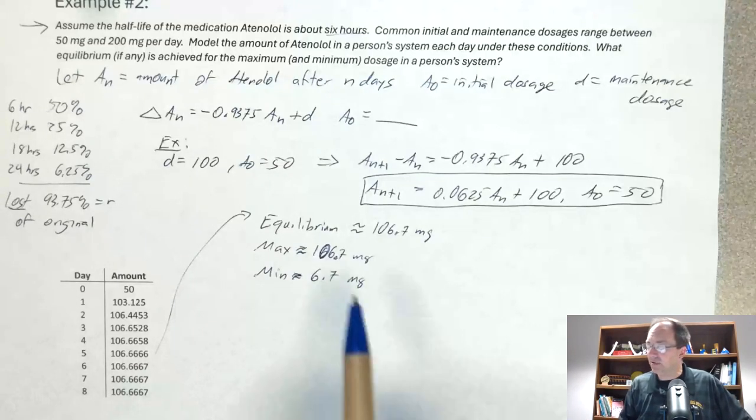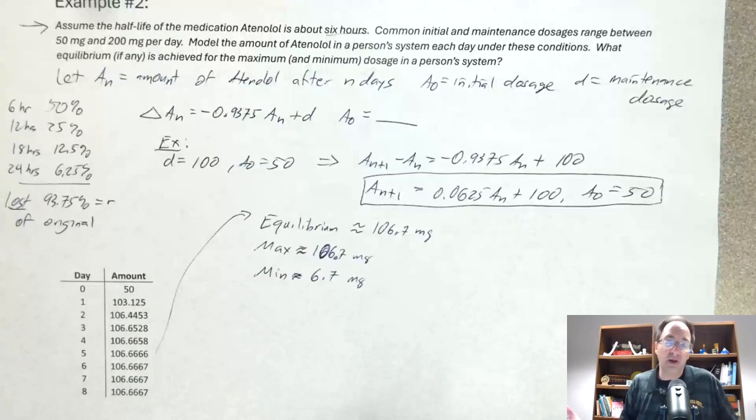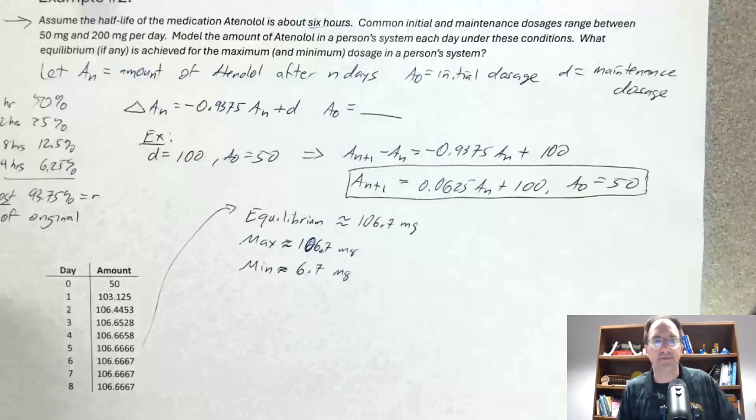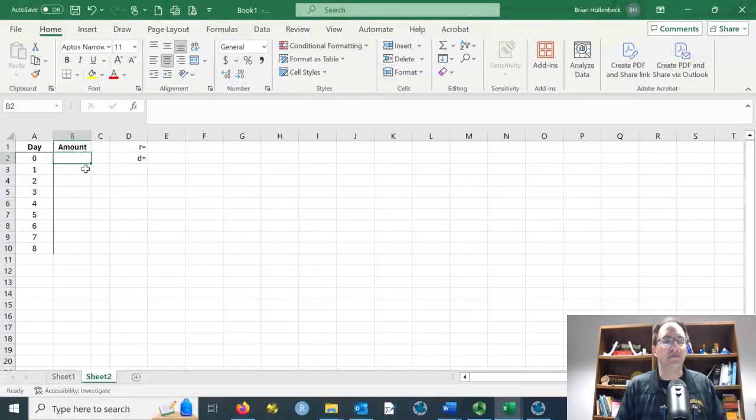Now, if we want to see how those numbers would change with different values of A naught and the dosage, and we could even change the half-life too, then a spreadsheet is the way to go. So let's take a look at that now. All right, so here's our spreadsheet.